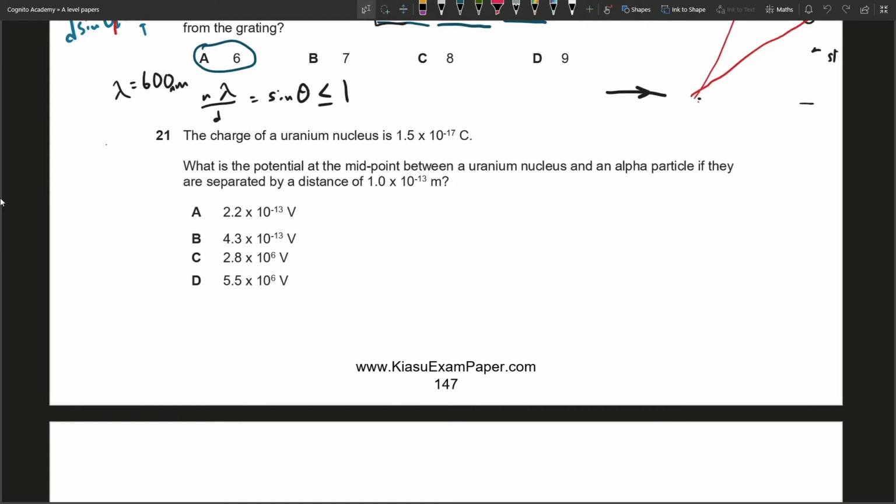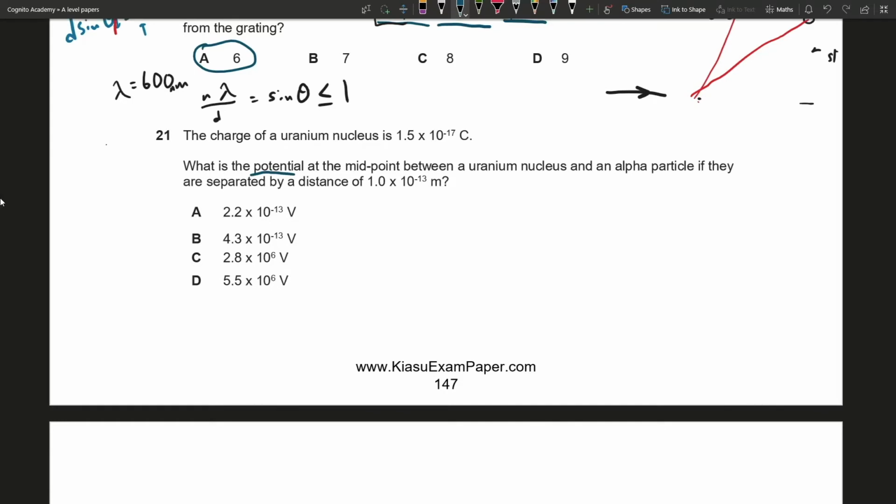Question 21. We are given the charge of a uranium nucleus and we are asked what is the potential at the midpoint between a uranium nucleus and an alpha particle if they are separated by this distance. So we have our uranium nucleus here, and then we have our alpha particle, which is actually just a helium nucleus. And we have the midpoint here, and we ask what the potential is at that point.